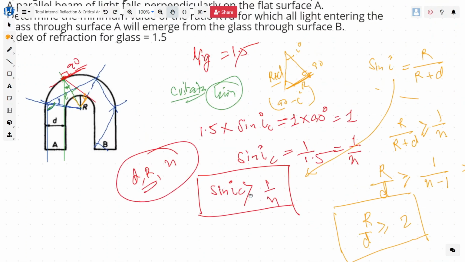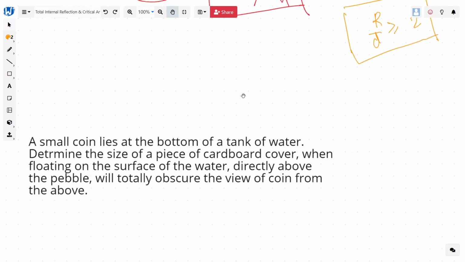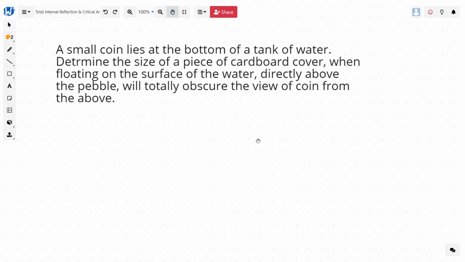So as you noticed, again, basically it has two parts. Part is physics, and then the second part is basically geometry. And by using these two things, we can solve the problem.